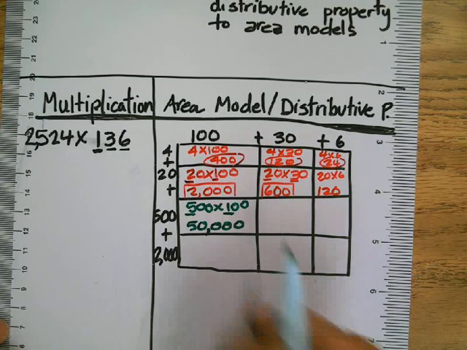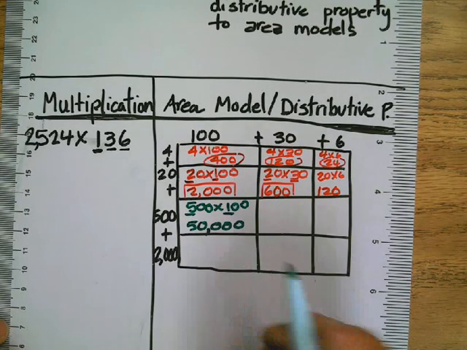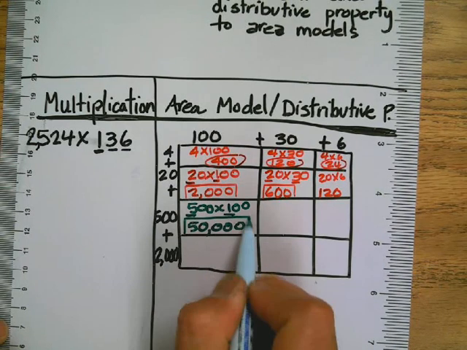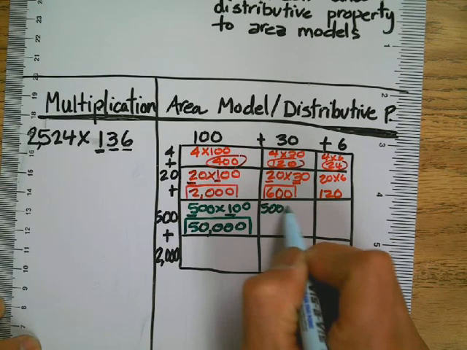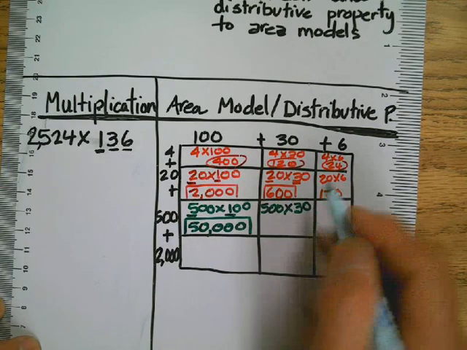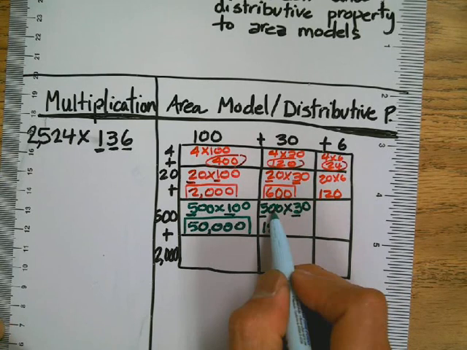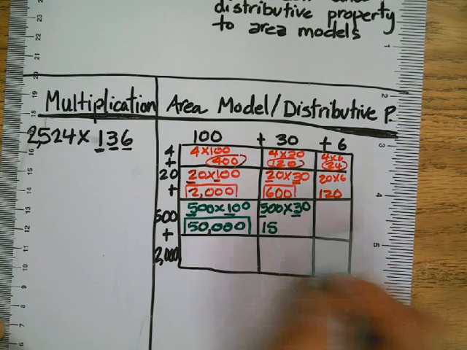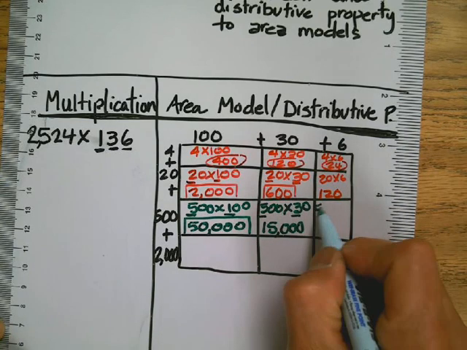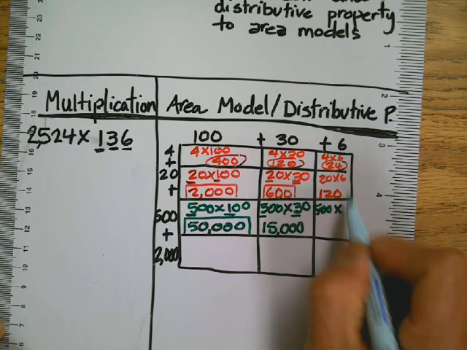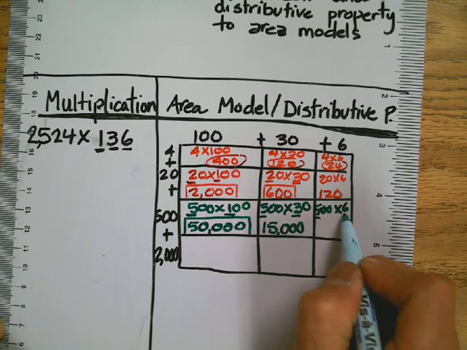Our next multiplication is 500 times the number above, which is 3 tens. So again, 5 times 3 equals 15. We count the number of tens. That's 1, 2, 3. That's times 1,000. That means 15,000. Our next one is 500 times 6. That's simple. 5 times 6 equals 30, and then the 500 was multiplied by 100, so that means 2 more zeros, and that's the answer. That's our total.